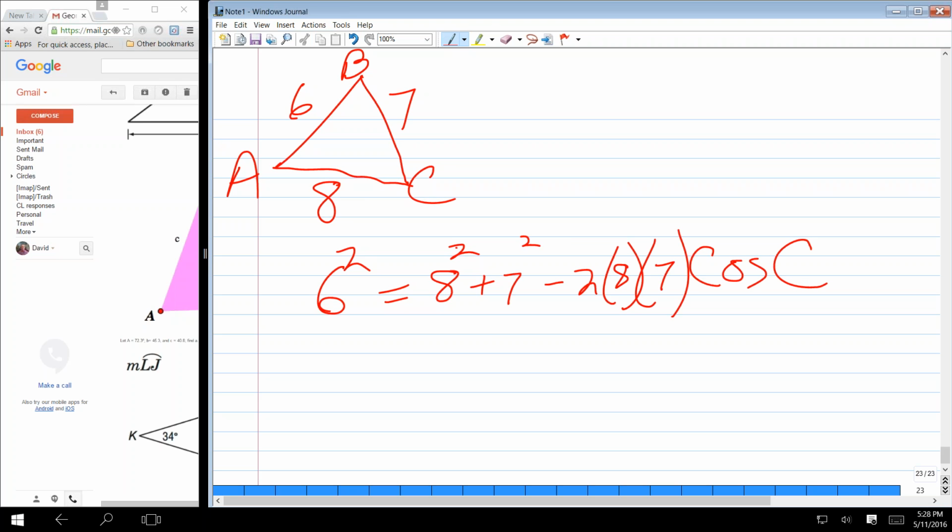Now, there's only one unknown in that equation, which is cosine of C. So we're going to do it the same way. We're going to end up with the cosine of C equaling some number. Let's say this time it's 0.7. Now I'm going to take the inverse cosine of 0.7 and come up with that angle C. Well, let's say angle C comes out to be 70 degrees.